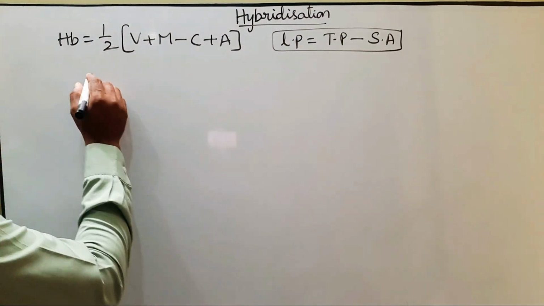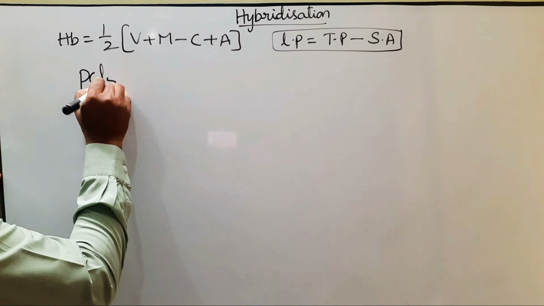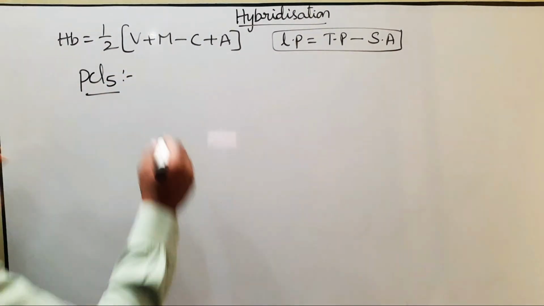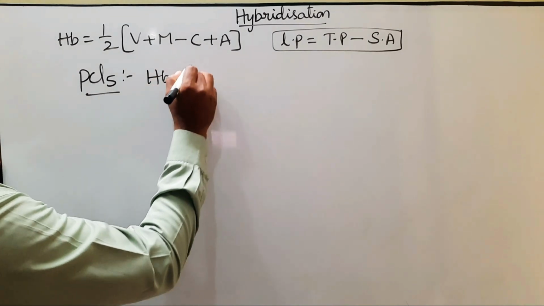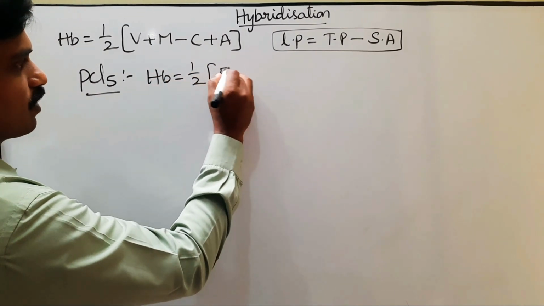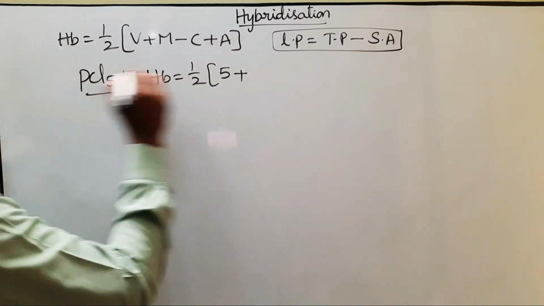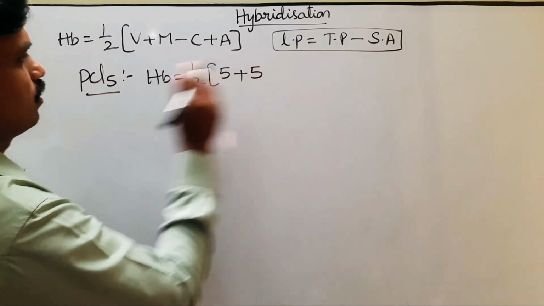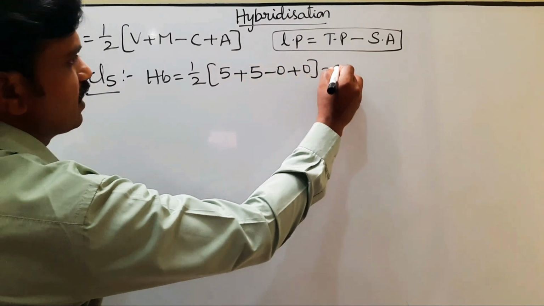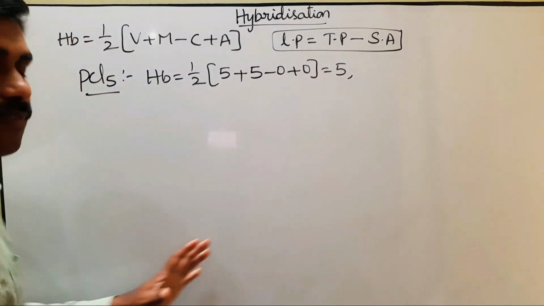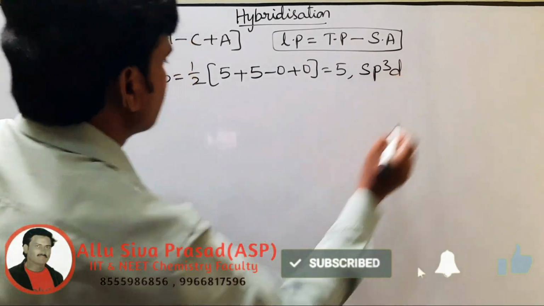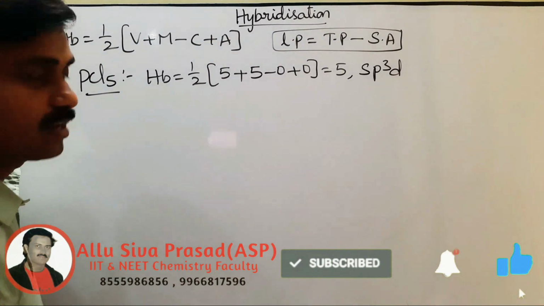Next example, phosphorus pentachloride, PCl5. Actually PCl5 in gaseous phase. Look at hybridization on central atom phosphorus is equal to half into, phosphorus belongs to 5th group, that's why 5 plus surrounding monovalent atoms also 5, and minus 0 plus 0. So it is having 5 pairs. A central atom is having 5 pairs. Its hybridization is sp3d. Central atom undergoes sp3d hybridization.